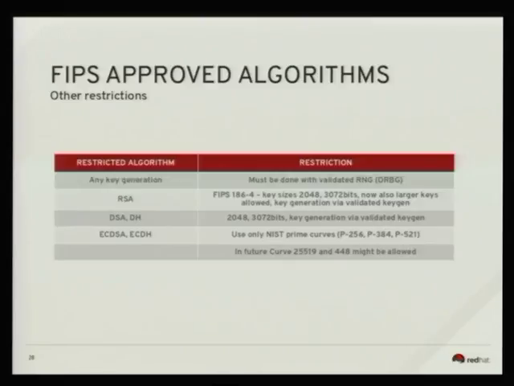For RSA, the key sizes were originally restricted to 2 kilobits or 3 kilobits. Now there is also the possibility to use larger keys. There are some caveats. The key generation must be done with a FIPS validated key generating implementation. For DSA and Diffie-Hellman, there is a similar restriction: 2 kilobits or 3 kilobits keys. For ECDSA and ECDH, you can use only the NIST prime curves with 256, 384, and 521 bits.